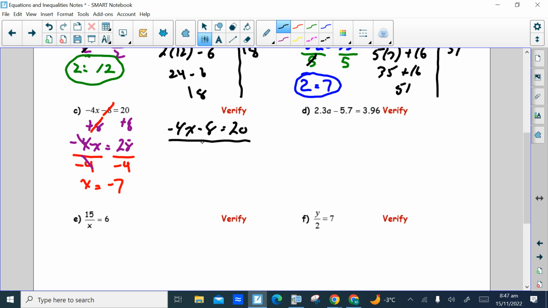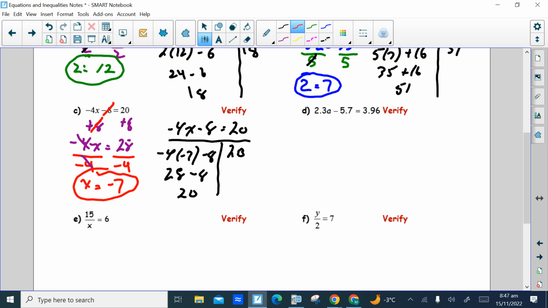And that's what we're going to use in our check. Once again, the equal sign divides the equation into two sides, left and right. So on the left side, we'll let x equal negative 7 in the equation. Negative 4 times negative 7 is positive 28. Take away 8 is positive 20. So it checks. We've just shown that our answer is correct. Remember, when it says verify, that's the same as checking. So you should never get these wrong. You can always check them.